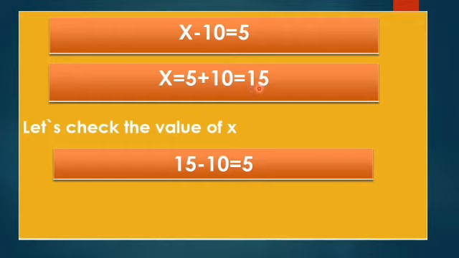If the answer is correct, we can check it. We put the value of x into the left side of the equation. The left side is x minus 10, and the value of x is 15, so x minus 10 is replaced with 15 minus 10. 15 minus 10 is 5. In the equation x minus 10 is equal to 5, both right sides are equal. It means x is equal to 15 is proved.